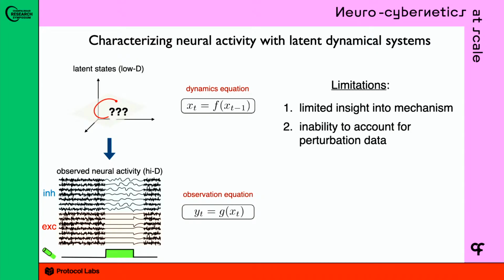This model tries to model the dynamics in this space and then project that up to the high-dimensional space of neural activity, whereas these perturbations are actually happening in neural activity space. And so mapping them back to the latent dynamics may not be obvious how to do that.